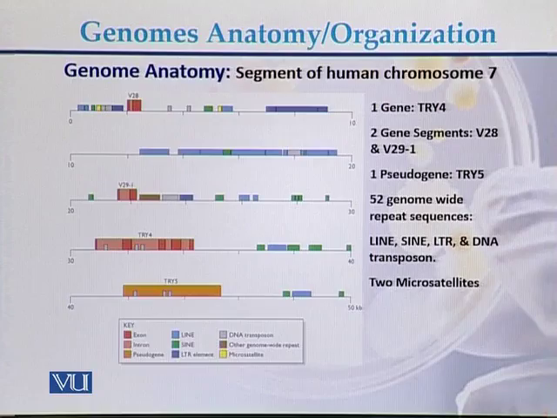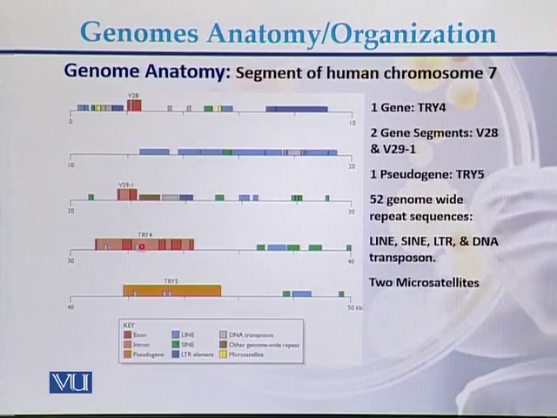This is an example of the genome anatomy of human chromosome 7. Here we can see a gene named TRY4, located here. In addition to this gene, in the same segment of human chromosome 7, there are two gene segments named V28 and V29. Here we can see V28 and here we can see V29.